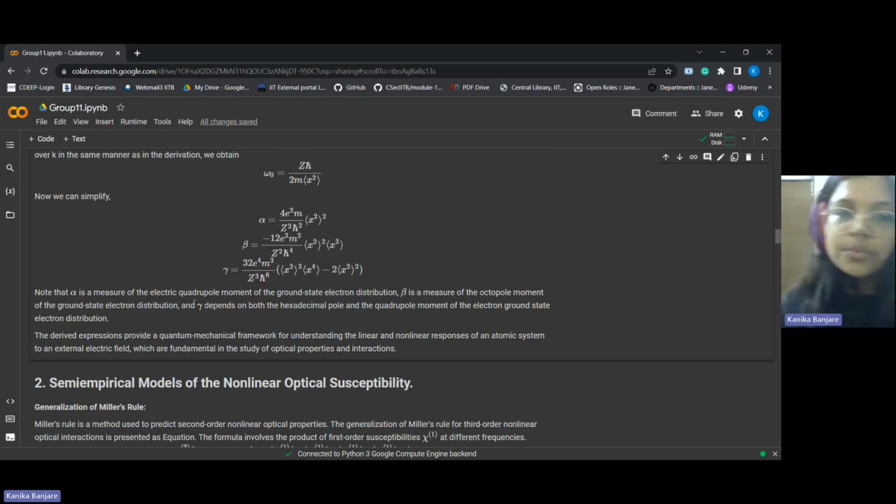And I would like to clarify what alpha exactly is. Alpha is a measure of the electric quadrupole moment of the ground state electron distribution. Beta is the measure of the octupole moment of the ground state electron distribution. And gamma depends on both the hexadecapole and quadrupole moments of the ground state electron distribution.